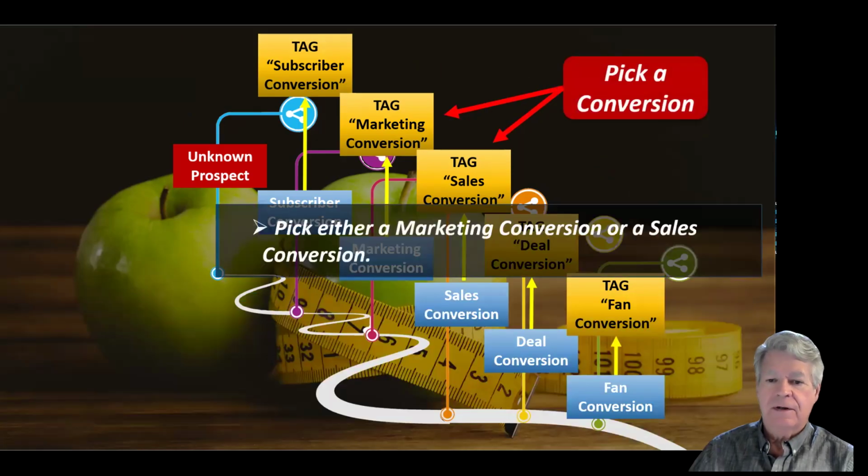Pick a marketing qualified lead or a sales qualified lead. Pick only one for this campaign. If you want to capture both, create two separate campaigns. New leads could come in at either stage of the customer journey, so you might want to create two campaigns. The reason you don't want to do this in a single campaign is that both the messaging and the content would be different for each campaign or each conversion.